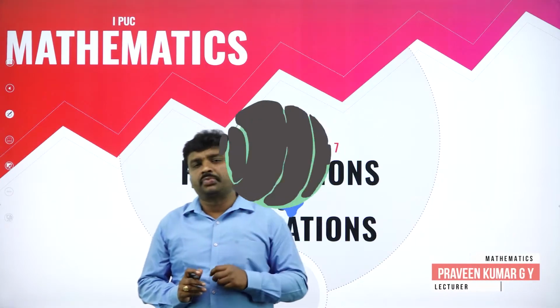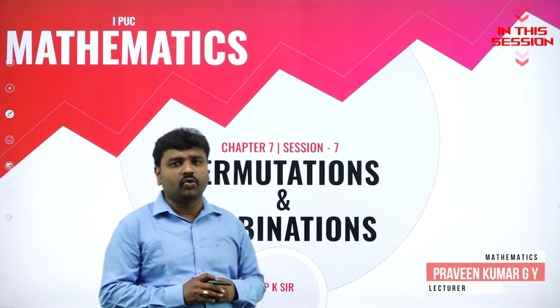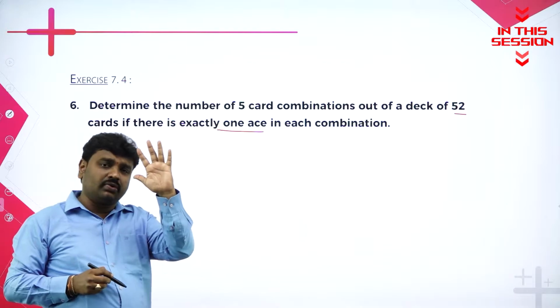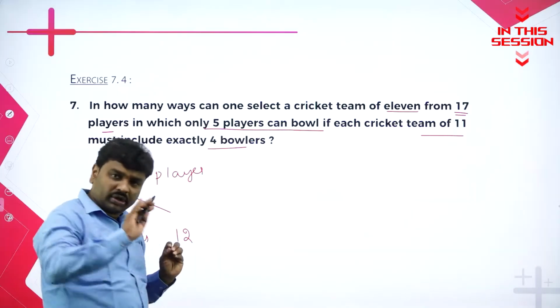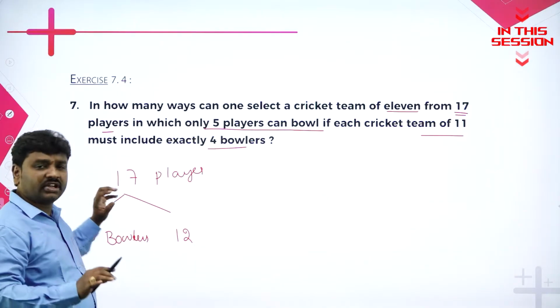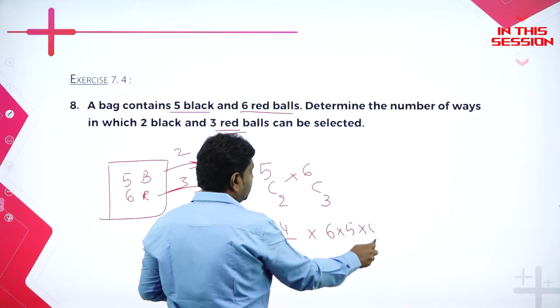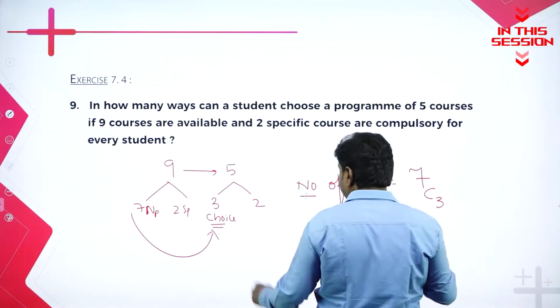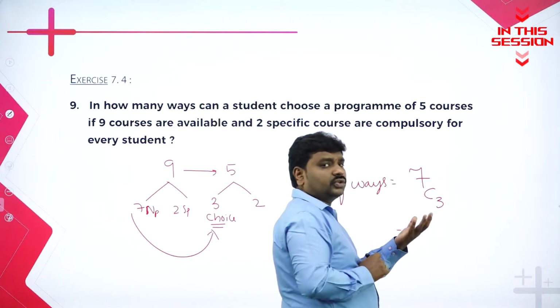Today we'll go ahead with the problems of exercise 7.4. They want you to select 5 cards, but one among them should be ace. If they don't give restriction, out of 17, 11 can be chosen in 17C6 into 5 into 4, 3 terms divided by 3 factorial. And remaining 2, out of 2, you should select 2, 2C2 is 1.